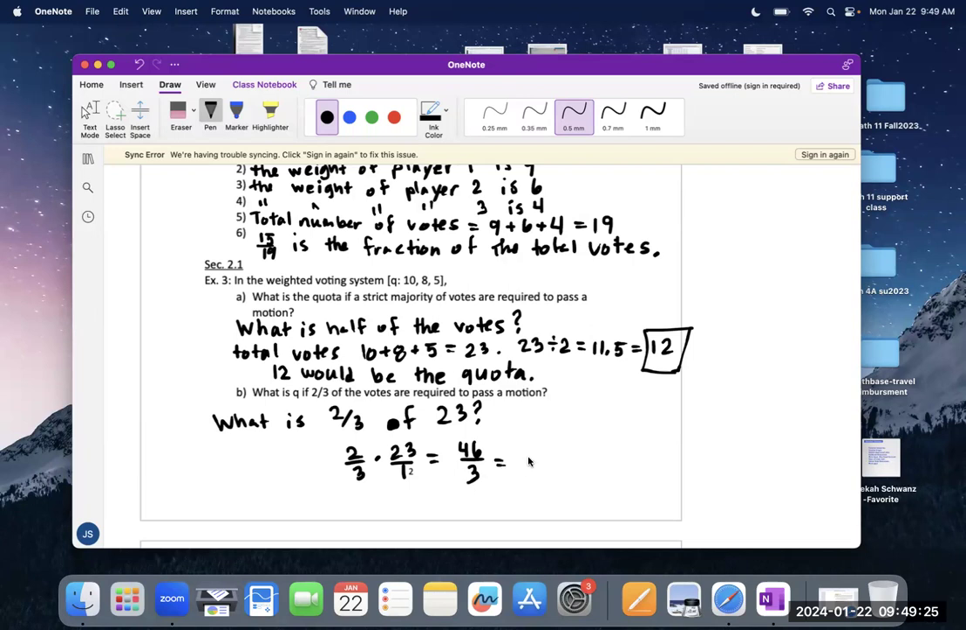And now in my calculator, I can just do 46 divided by 3, since this fraction, 46 over 3, is an indicated division. Now we can just do that calculation on the calculator. I get 15.333.